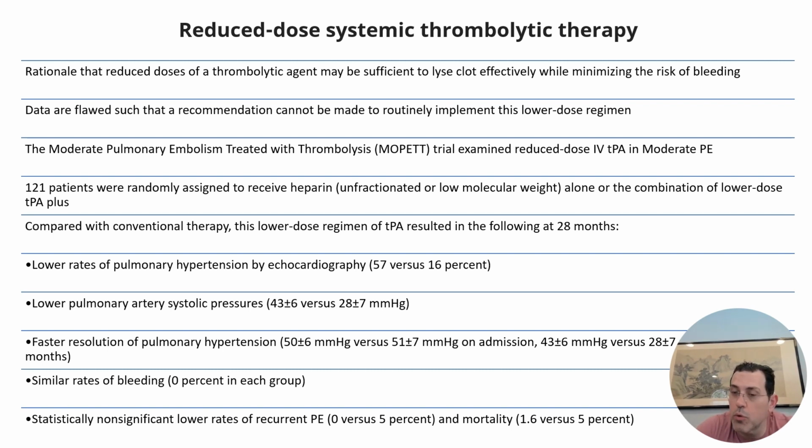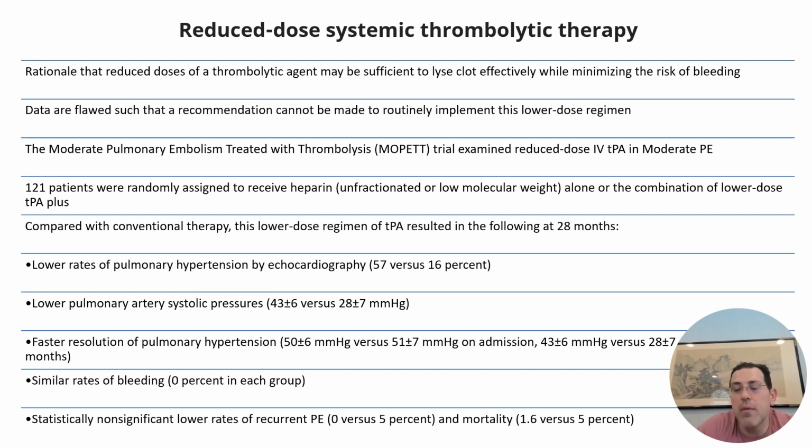You have total dose that's given, and you have total duration of time over which it's given. However, are there maybe better dosing regimens that might be available? This particular original study was interesting, and this was what's called the MOPPET trial. It stood for moderate pulmonary embolism treated with thrombolysis.